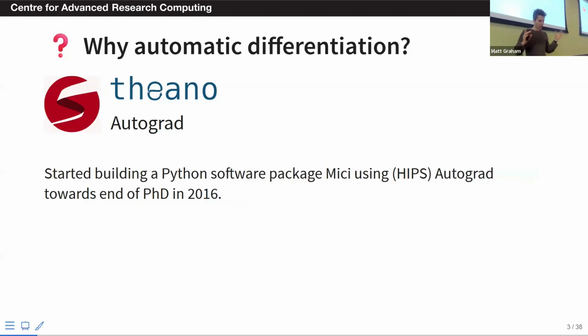So while I used Theano for a while, because of the way it's structured and that it is a little bit more oriented at these machine learning use cases, I found it was a little bit difficult to build general purpose software on top of it. And towards the end of my PhD, when I was trying to wrap up a lot of the methods that I'd been developing into a more general purpose Python software package, I came across this project called Autograd from the Harvard Intelligent Probabilistic Systems, I think, HIPS group.